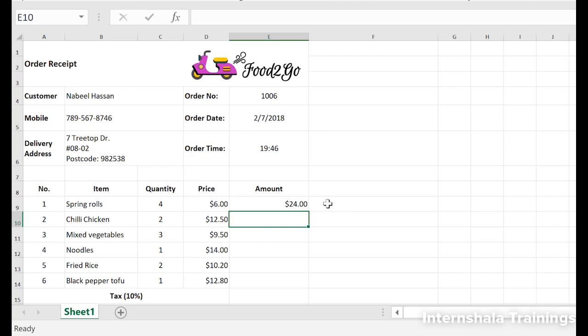Now instead of typing cell references manually, we can also just click on cells we want to include in a formula. Let's rewind and create our formula again. So type an equal sign in the amount cell to activate formula mode, then click on cell C9, type an asterisk, then click on cell D9 and press enter.